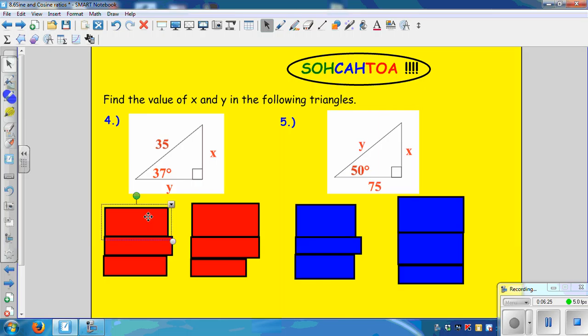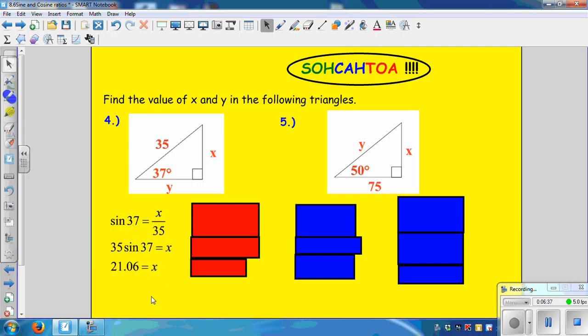So let's go ahead and start with that 37-degree angle and do a sine relationship. Sine of 37 is opposite over hypotenuse, which is x over 35. And x is going to be 35 sine 37, which is 21.06. Now that I know the x value, I could use a tangent relationship to find y. I could do tangent of 37 is whatever the value of x was divided by y. Or I could do a cosine relationship and say that the cosine of 37 is y over 35.